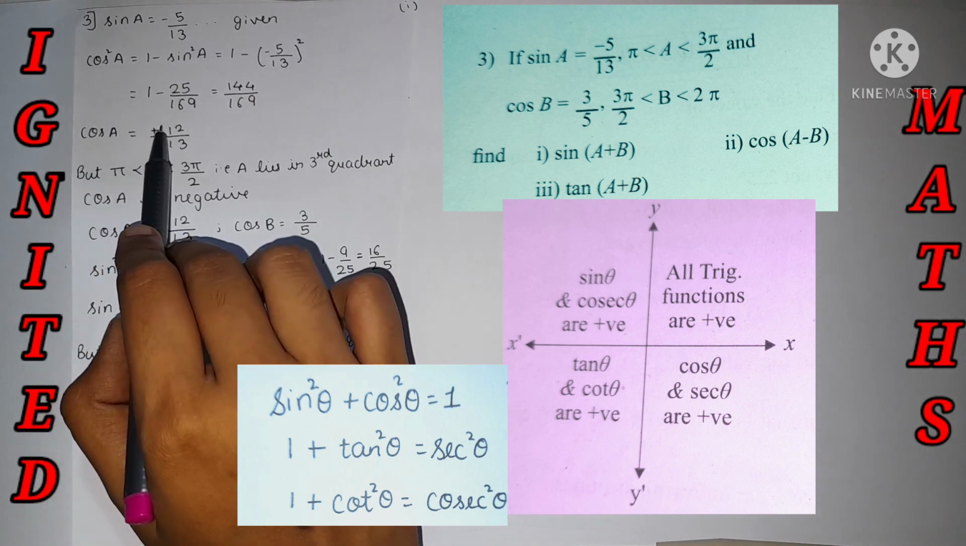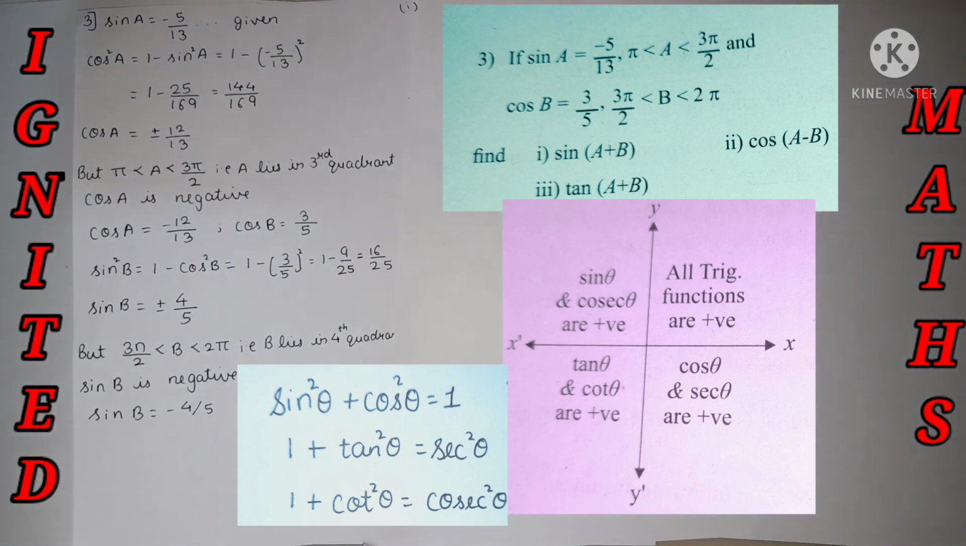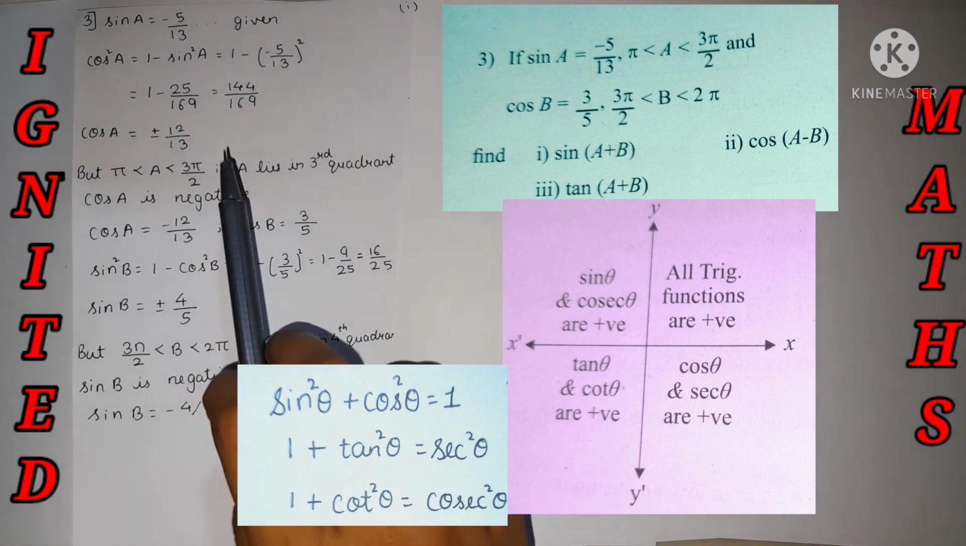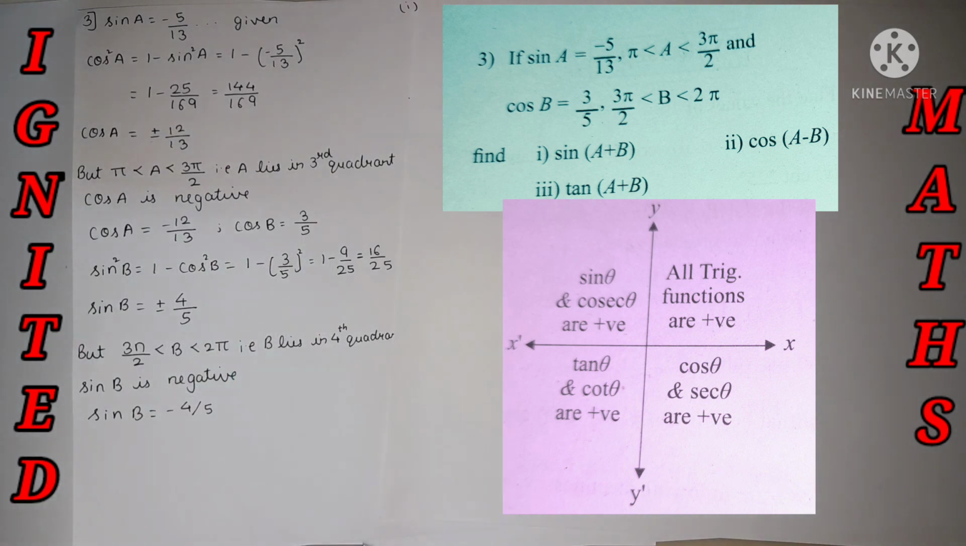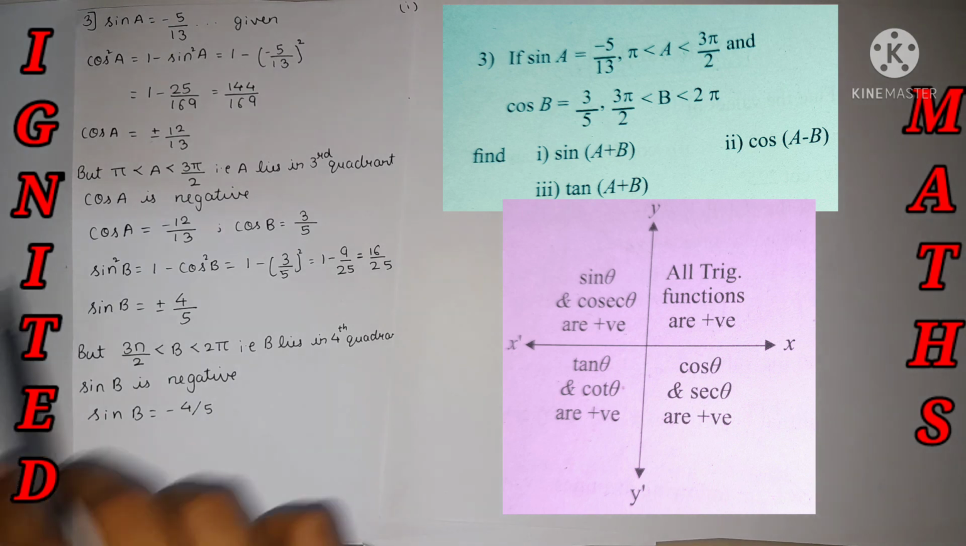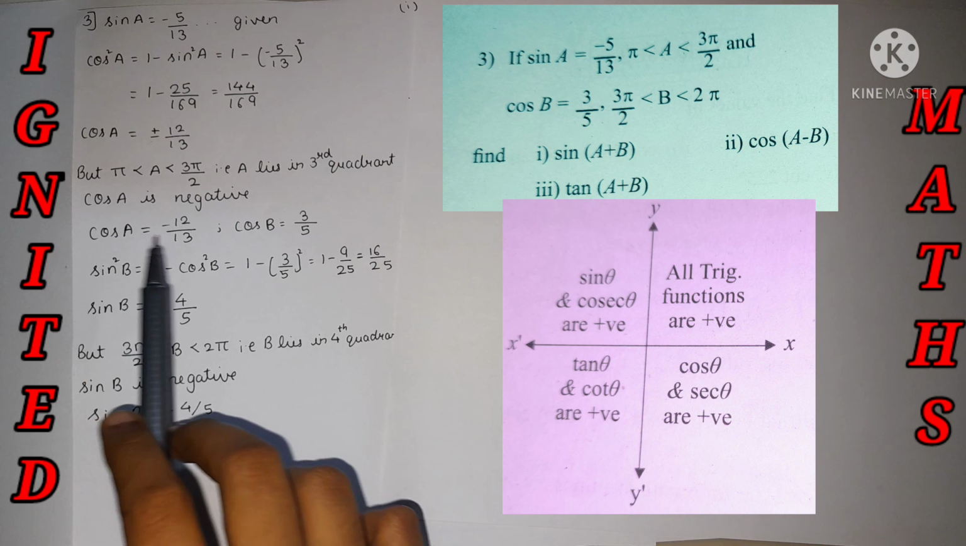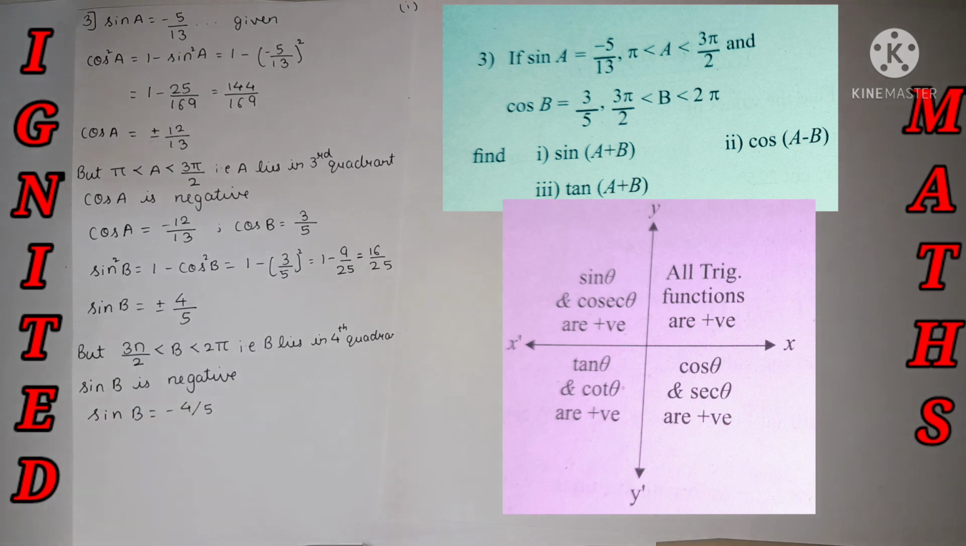Now cos A is plus or minus. If we take the square root of it, it will come as plus or minus. So they have given the hint that A lies in the third quadrant. In the third quadrant only tan and cot are positive. Yes, so the cos A is completely negative. So we have minus 12 by 13, and the next input they have given us is cos B equal to 3 by 5. They have already given it. So can we find the sine of it by using the trigonometric identity?